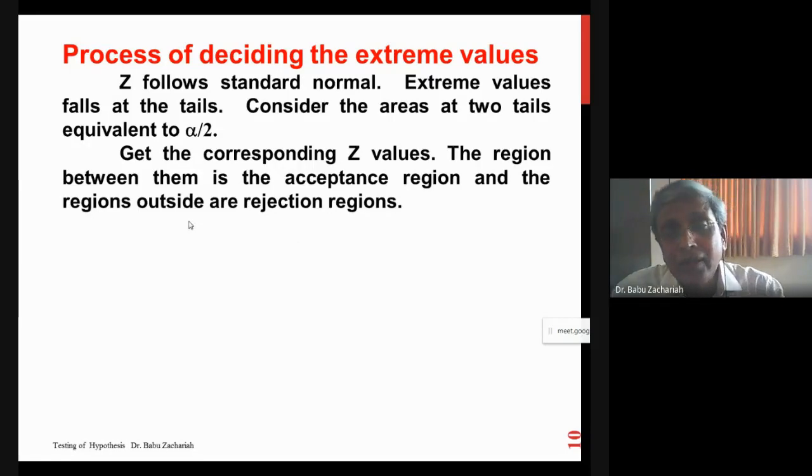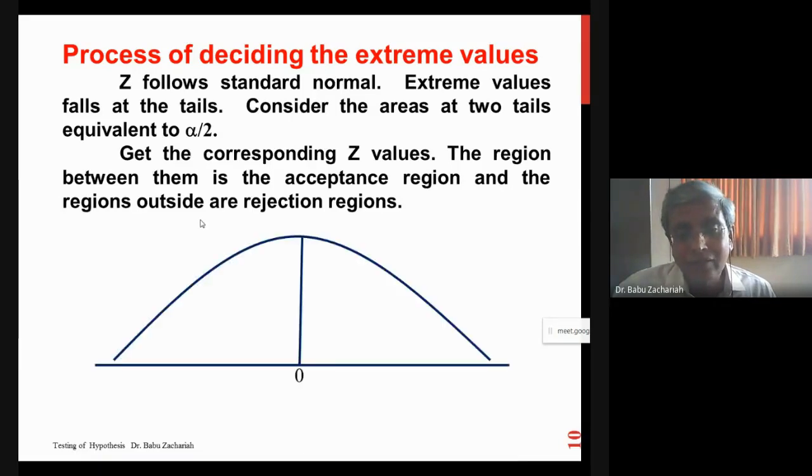Get the corresponding Z values. The region between them is acceptance and the other is rejection. Say, consider this one. Say we have divided that alpha into two parts. Alpha is 0.05 divided by 2, 0.025 here. So this will be 0.475, this will be 0.475. Total of these four figures will be 1, total probability is 1.